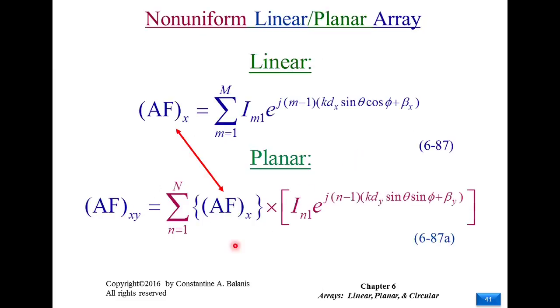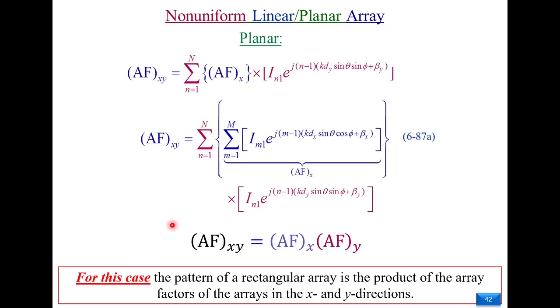So if we are now talking about the planar array, from each column we have the array factor along x. Then those columns are arranged along y, so we have this summation along y. Give yourself some time to understand the math. You will find that the array factor for the planar array is the array factor along x multiplied by the array factor along y.